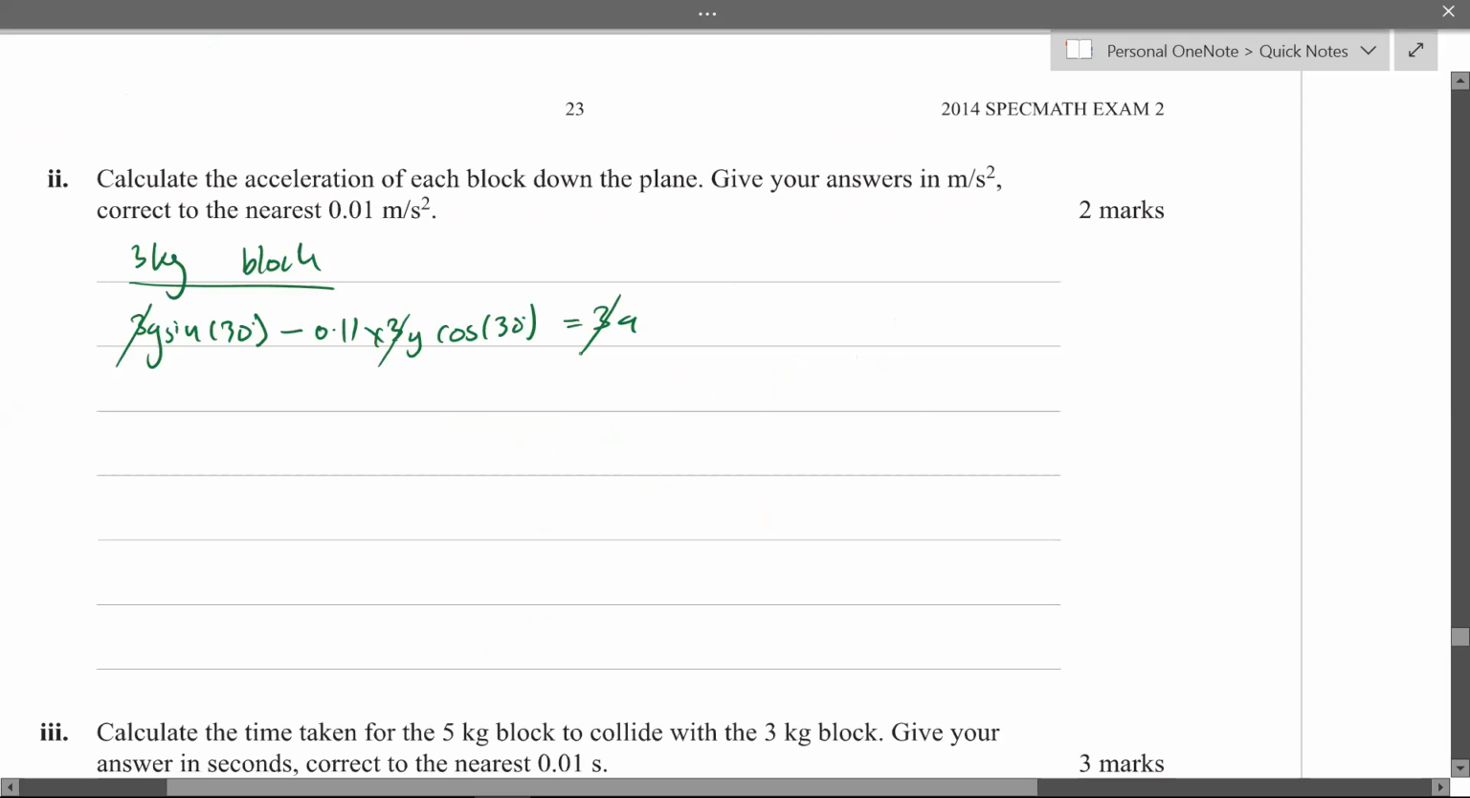But yeah, g is just 9.8, and you can just put that into this to find acceleration, because nothing else is unknown. And then you can just sub g is 9.8.